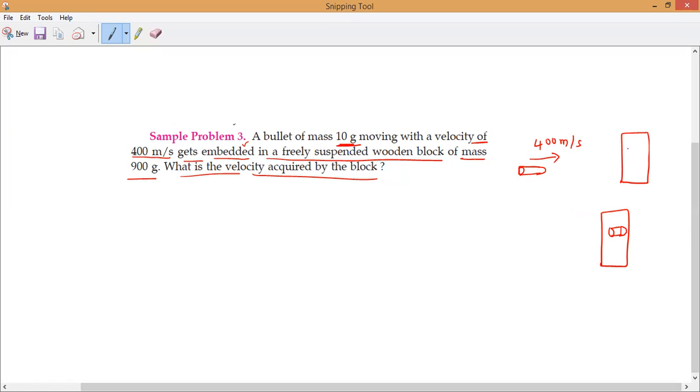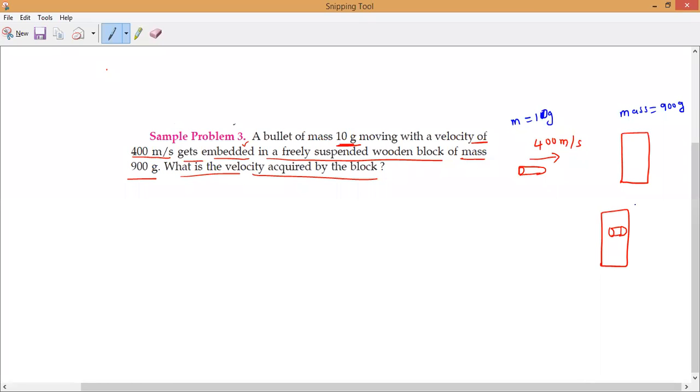Now what is the mass of the wooden block? They have given 900 grams. So let me take the mass of the wooden block equal to 900 grams. Now, what is the mass of the bullet? Mass of the bullet is equal to 10 grams.